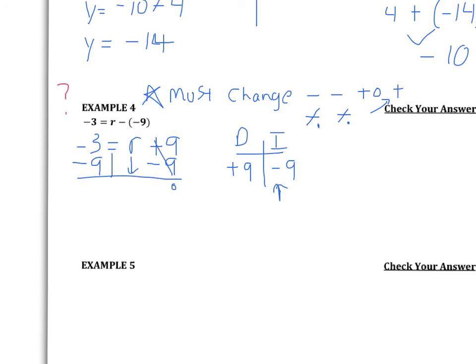Bring down the r. R is equal to negative 3 minus 9. If you use the integer rules, you can write that out, and you get r equals negative 12. Now, some of you may prefer to rewrite this to have the r on the left-hand side, but these are the exact same thing.